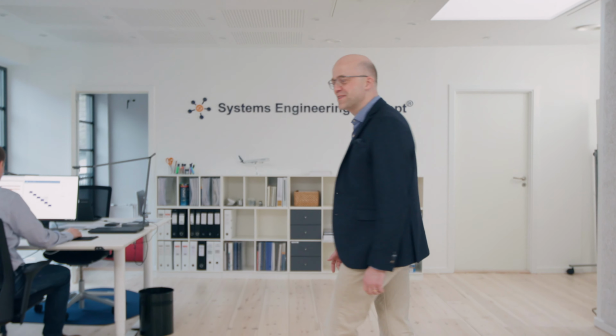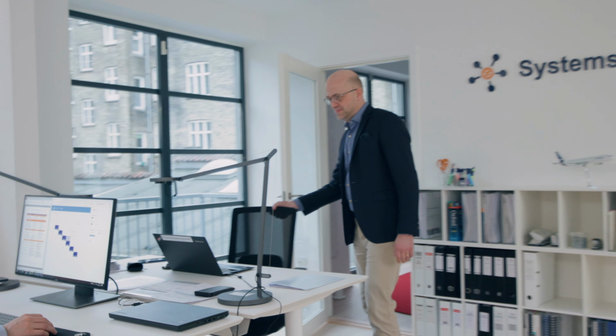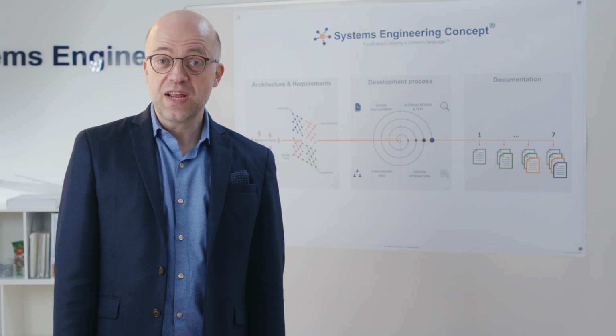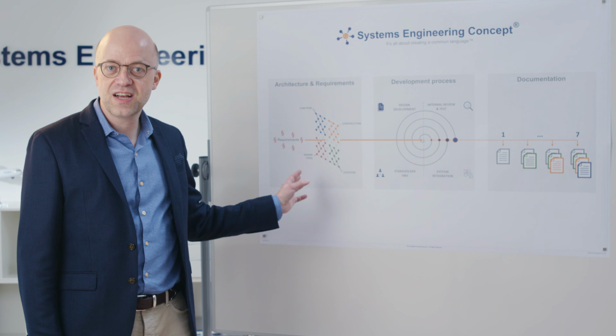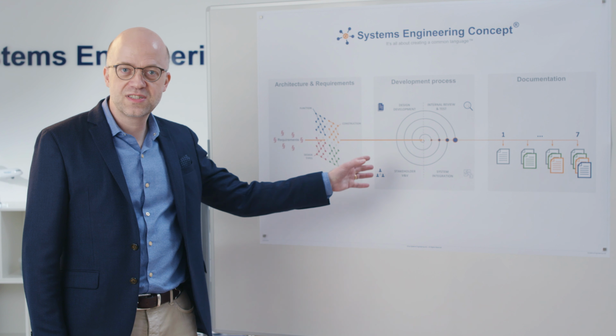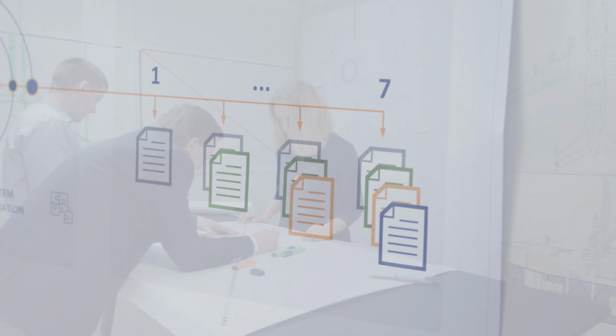Welcome to our office, the home of the systems engineering concept. Let me show you the three elements of our concept. The first one is about architecture and system breakdown. The second one is the development process. And finally, the output in terms of documentation.